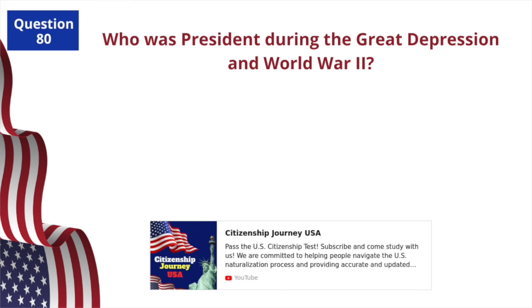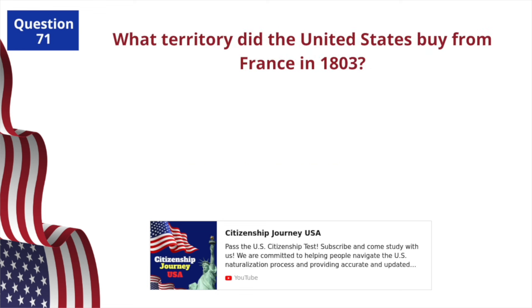Who was president during the Great Depression and World War II? Franklin Roosevelt. What territory did the United States buy from France in 1803? The Louisiana Territory.